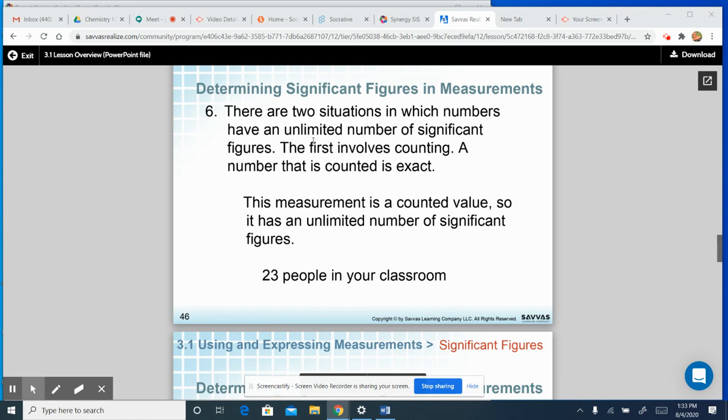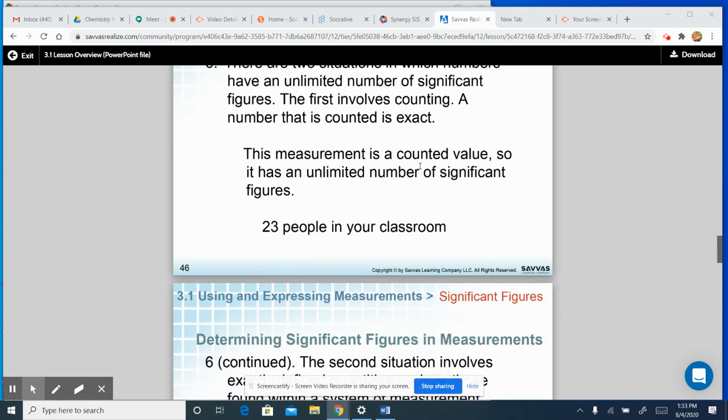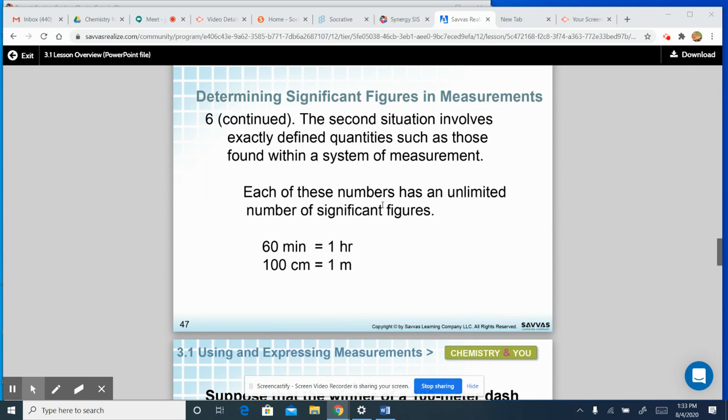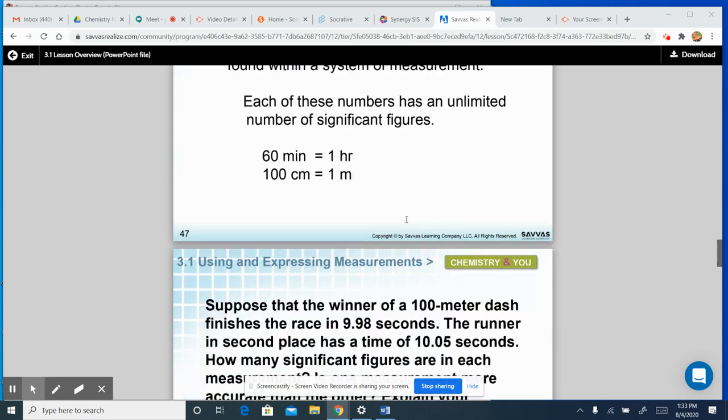There are two situations in which numbers have an unlimited number of significant figures. If they are counting, a number that is counted is always an exact number. So if we count how many people are in our classroom, or how many pennies are in a jar, if we are counting values, it's always significant. And the other one is a quantity in a system of measurements. So we know that there's 60 minutes in an hour or 100 centimeters in a meter. So that has an unlimited number of significant figures.